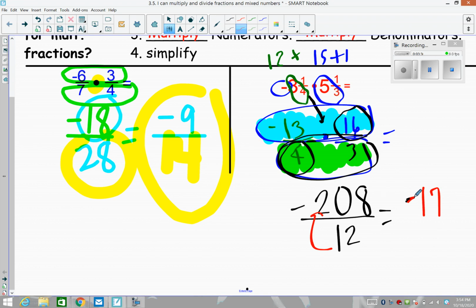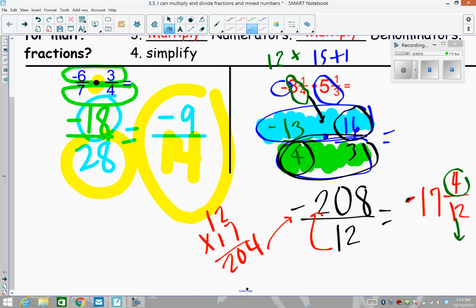There is a button on your calculator that will help you do that faster. So 12 times 17, if I'm using my calculator, is 204. That means my remainder is 4 twelfths. And guess what? We know about 4 twelfths. That divides by 4, and that divides by 4. So that ends up with a negative 17. If I divide the top by 4, I get 1. And if I divide the bottom by 4, I get 3. Final answer is negative 17 and 1/3.